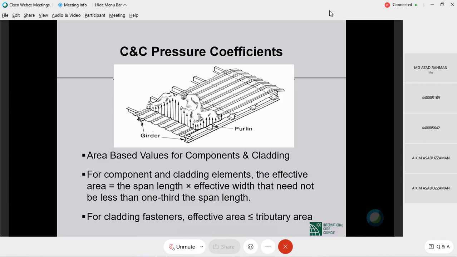So effective area is the span length multiplied by an effective width that need not be taken any less than 1/3 of the span length. Okay? And the larger the effective area, the lower the pressure coefficient. Now, when you say plus for a component and cladding pressure coefficient, it is into the component. Negative means out of the component. So pressure can be into the component or it can be suction out of the component.